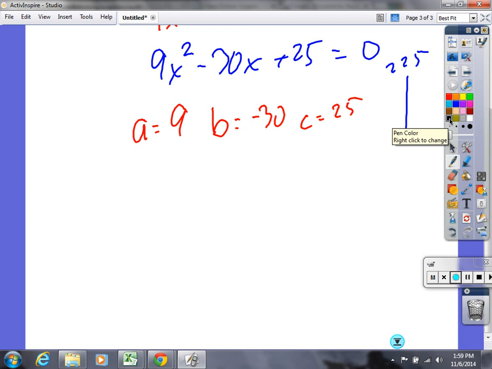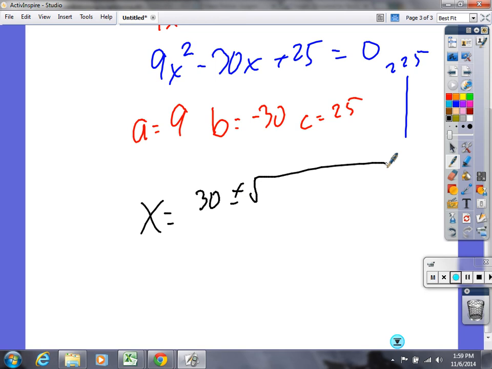So when I go into it, here's what I'm going to do. I'm not going to write down the equation, but I'm going to sing it as I plug in my numbers, because I still do that when I do this. X equals negative 30, which as you said is 30, plus or minus square root of b squared, which is negative 30 times negative 30, which is 900, minus 4 times 9 times 25. I do 4 times 9, which is 36, and if I had 36 quarters, I would have $9.